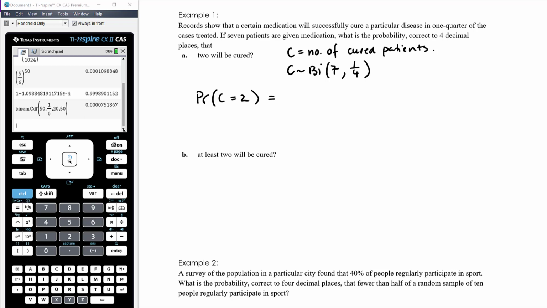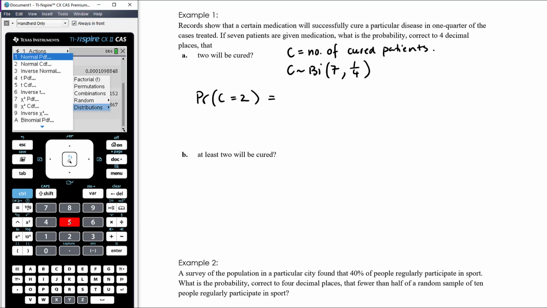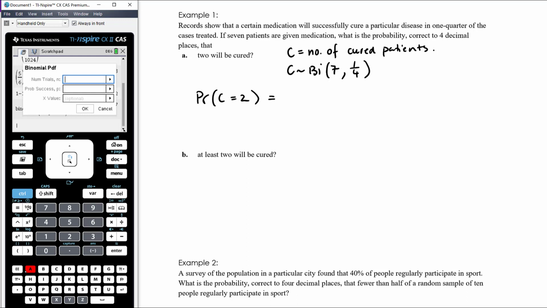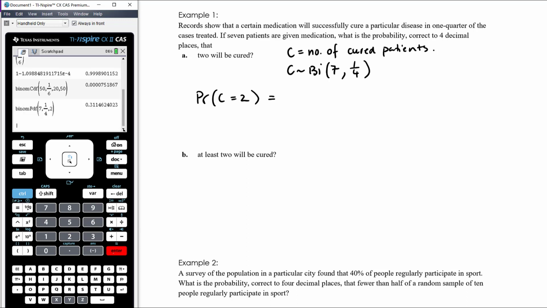Fine. But let's practice being able to use our CAS. So menu 5, 5. And in this case we want binomial PDF, because we're just calculating the probability at one particular x value, or c value in this case. So number of trials is 7, probability of success is 1/4, and the x value is 2. And we want correct to 4 decimal places. It tells us that in the question. And when we do that, we get 0.3115, correct to 4 decimal places.